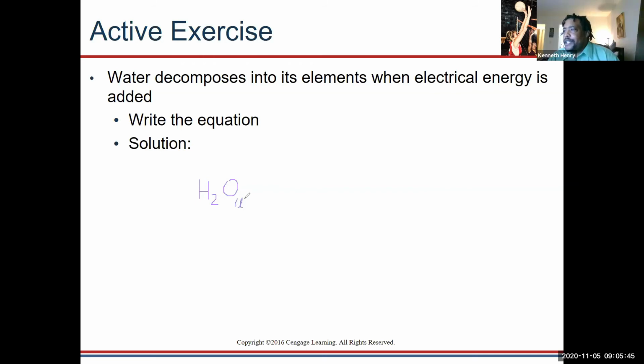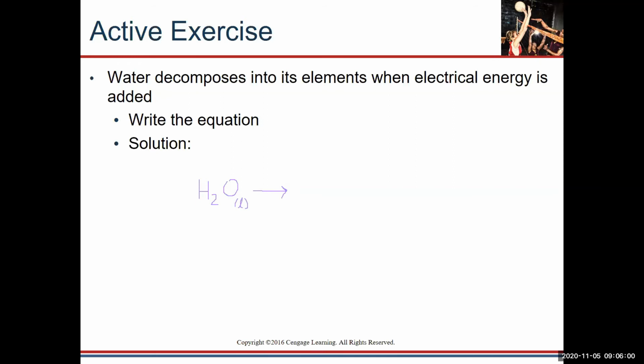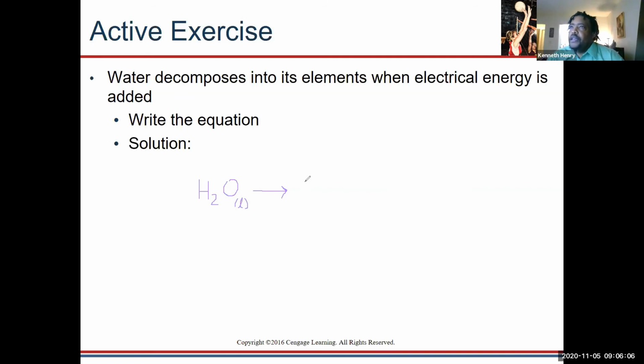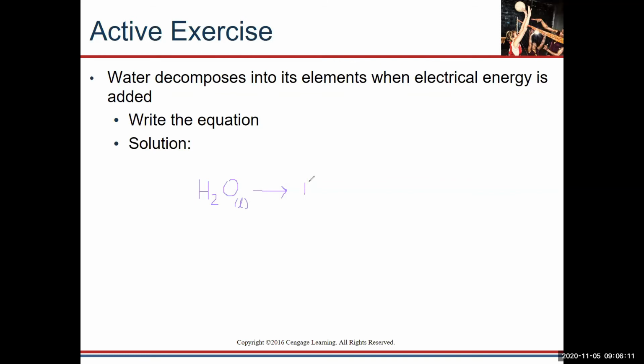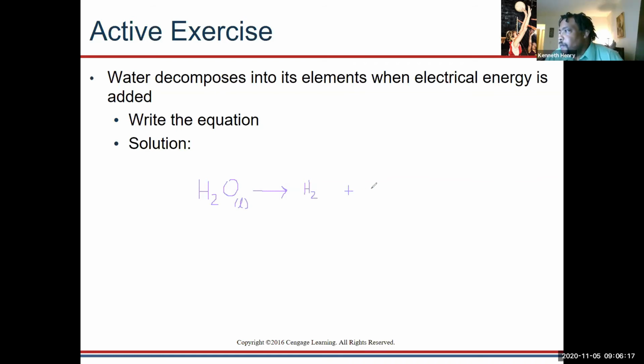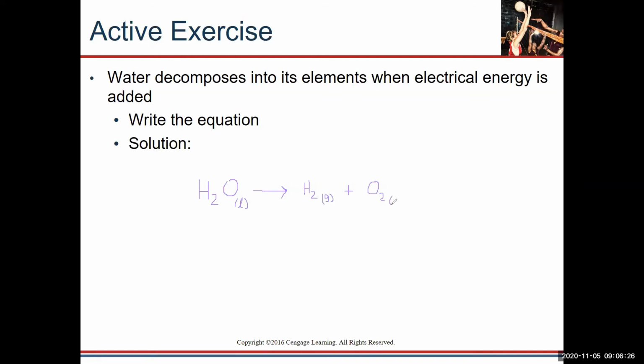Good job, Anissa and Diego. Diego is the translator. Okay, Diego, now it's your turn. So what are my products? It's elements, so hydrogen and oxygen. Okay, what do they look like? What are the formulas for hydrogen and oxygen? H2 and O2. Solid, liquid, or gases? Gases.